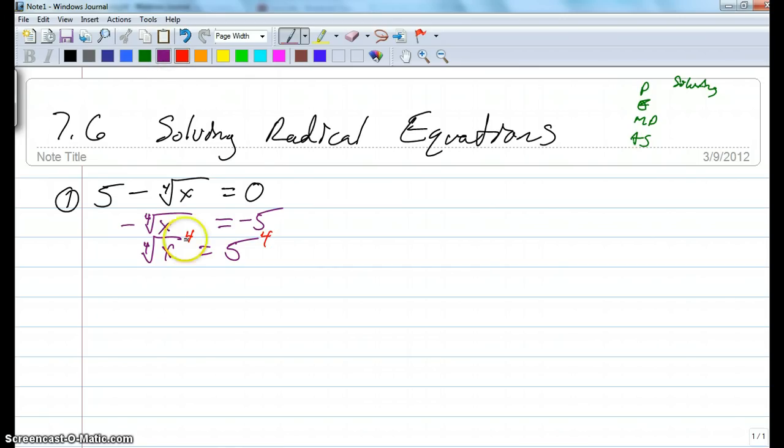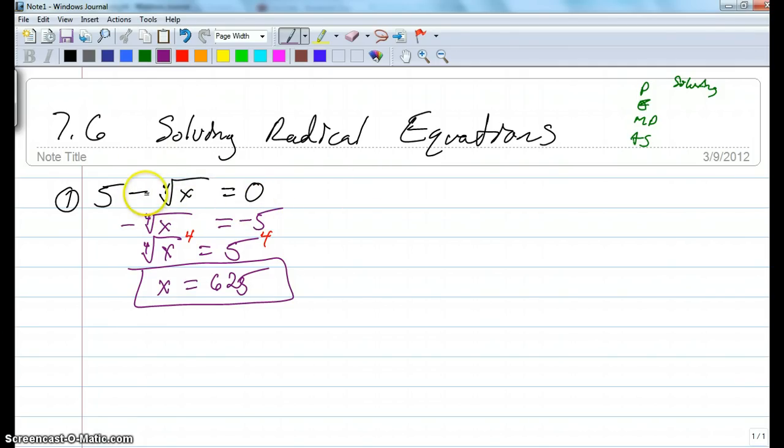And what we got here is x equals 625. That's our final answer. Our final answer is x is 625. Do a real quick check. The 4th root of 625 is 5. Now, because we're not solving, we don't do plus or minus 5. It's just straight up 5. 5 minus 5 is indeed 0.